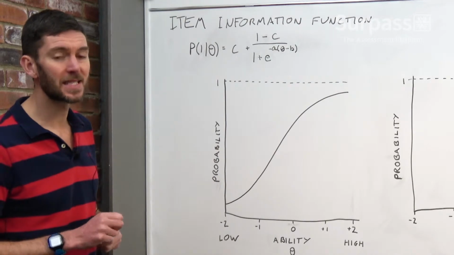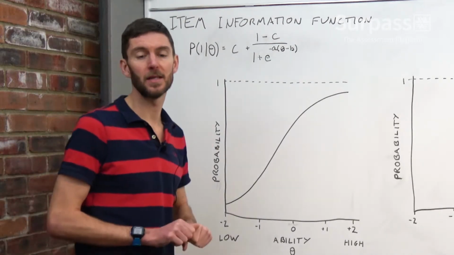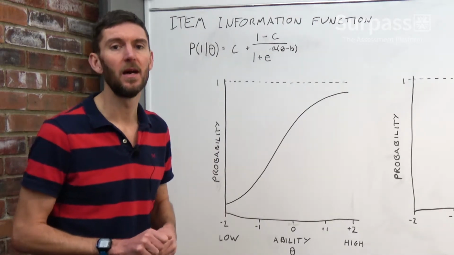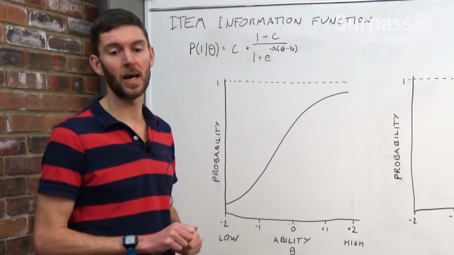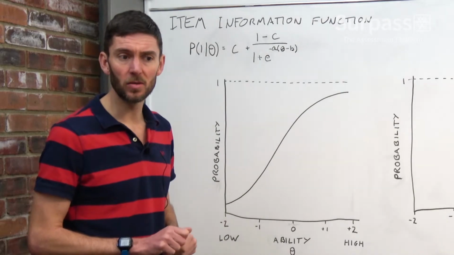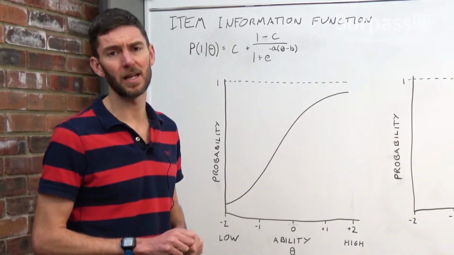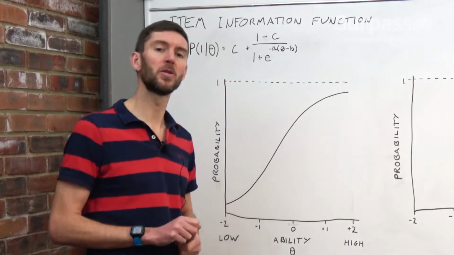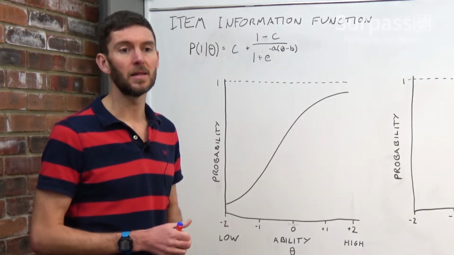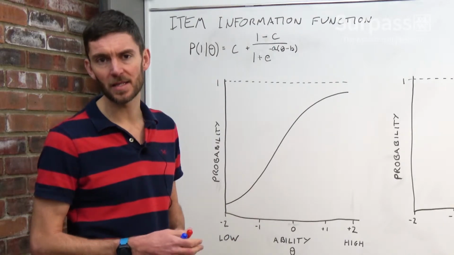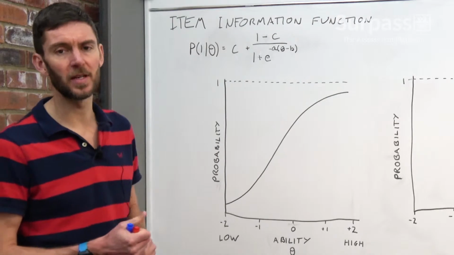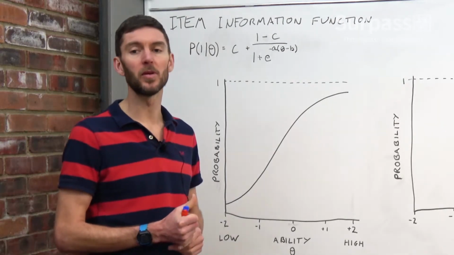And then C is the pseudo-guessing parameter. So that tells us how likely a candidate of very low ability is to get that item correct. So effectively, how likely are you to get it right if you guess? So if you had a 4-option multiple choice question, then the likelihood of getting that right if you guess is 25%. So you'd have a C parameter value of 0.25.